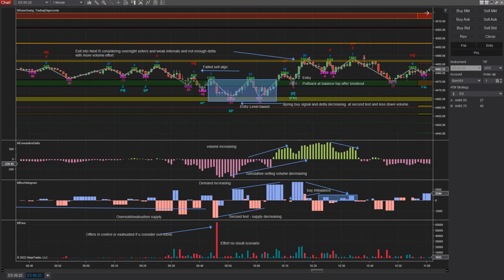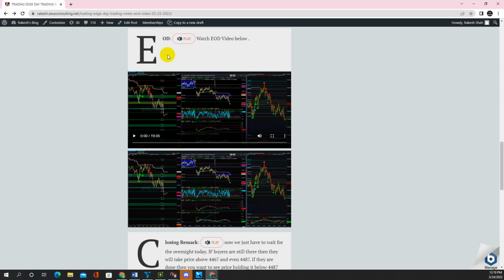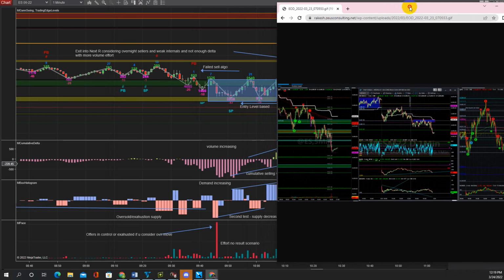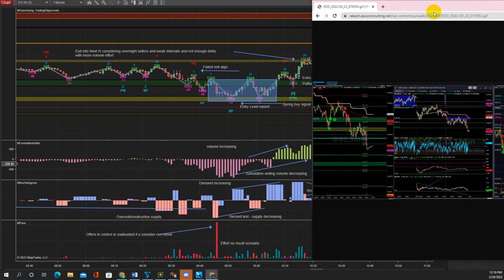Now let me combine this with our notes on that day. You can see it right here, this first long in our end of day video. See how it's confluencing? This is a breakout long, right here. And there was a pullback. So this pullback long, this is the 1 minute chart, this is 5 minutes, so on 5 minutes you can't see this trade.